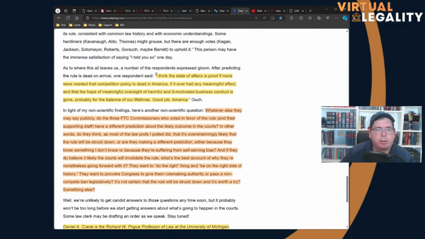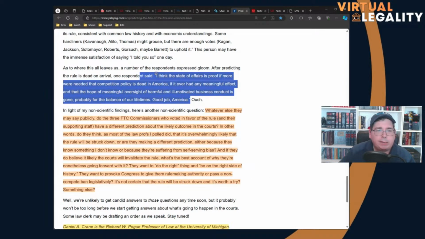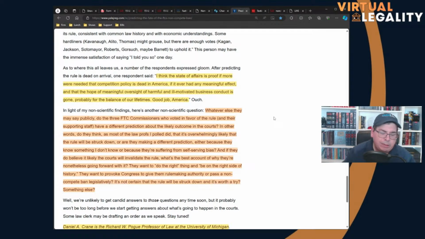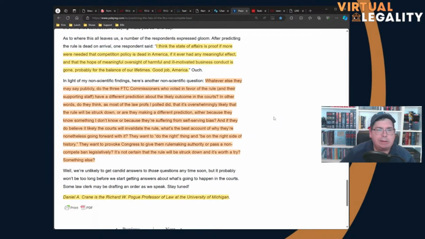I think it's probably a little bit early to say that. Certainly, you can wait to say that until it gets struck down, but with the FTC moving in this way, I don't think that's the end of any meaningful competition policy in America.